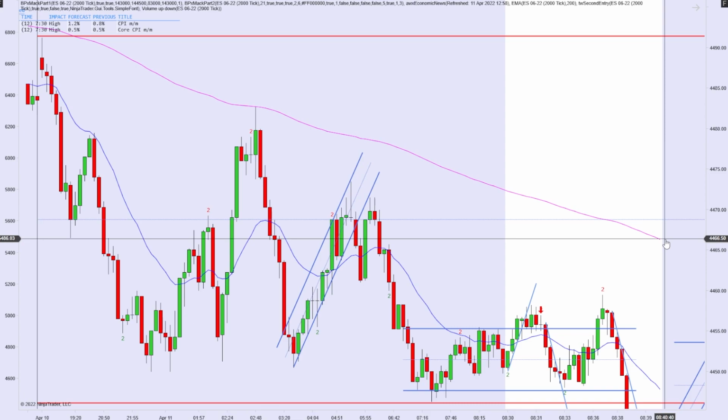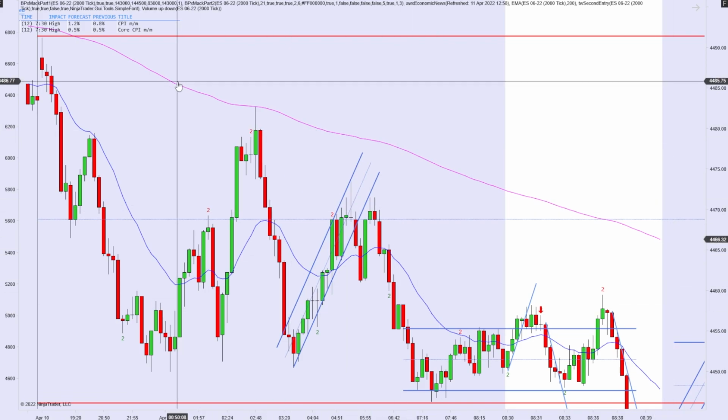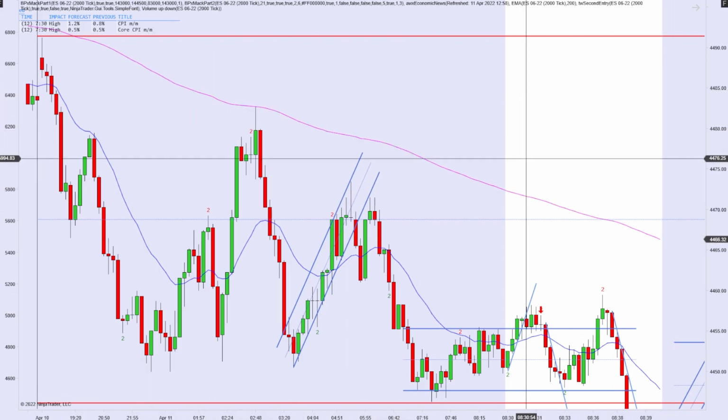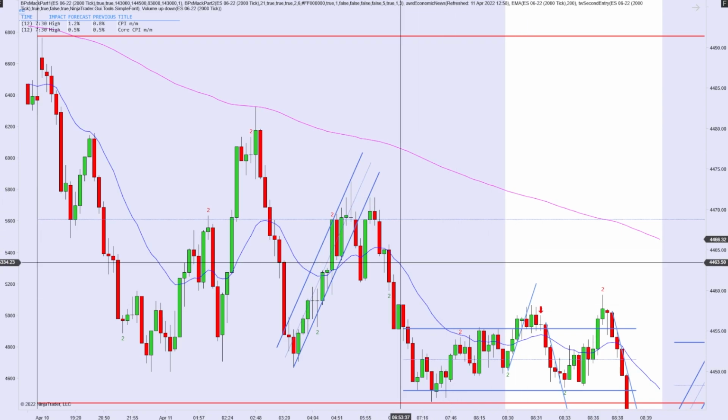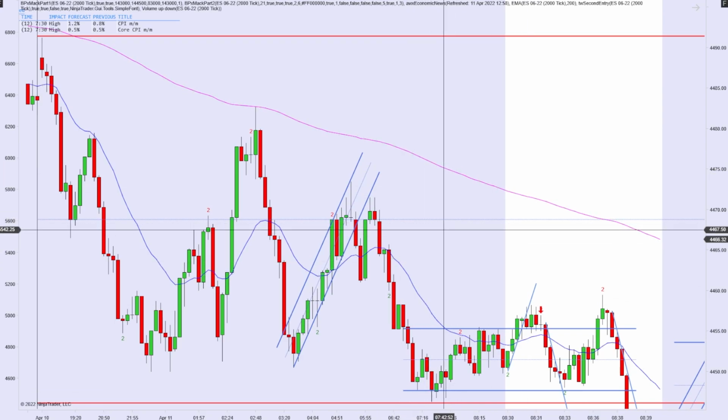Today is April 11th, 2022, and we are looking at a 2000 tick chart with a 21 EMA in blue here and a 200 EMA in magenta. These were the only indicators that I was using until I had a revelation this weekend.